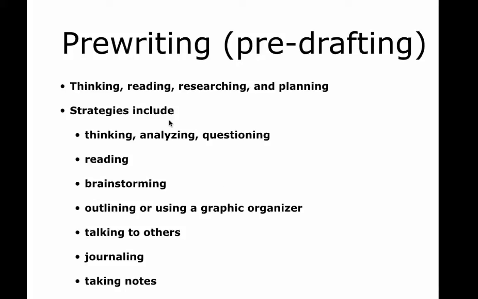So you could think, analyze, question, asking yourself 5 questions, like journalists do: who, what, when, where, why. You can read for inspiration. You can brainstorm, basically making lists or making those cluster circle things that are connected, like you might have been taught in school. Outlining and using a graphic organizer is useful. This is pretty much when you've gotten past the "I know what I'm going to write about" and you're starting to lay out your ideas.